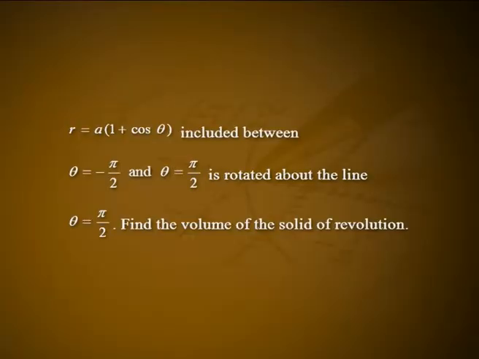Example 6. The arc of the cardioid r = a(1 + cos θ) included between θ = -π/2 and θ = π/2 is rotated about the line θ = π/2. Find the volume of the solid of revolution.